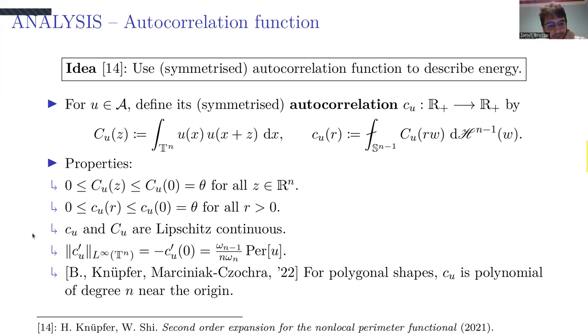Also, this autocorrelation function in general can be very irregular near the origin. For example, Lipschitz regularity is guaranteed. However, if you take one more derivative, you have a priori no information. But what we were able to show is that if you have a polygon, then this autocorrelation function is a polynomial of degree n near the origin, which is also very nice because that means that the autocorrelation function near the origin is very, very smooth.